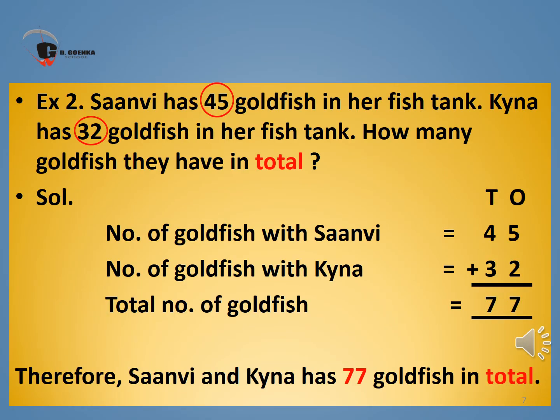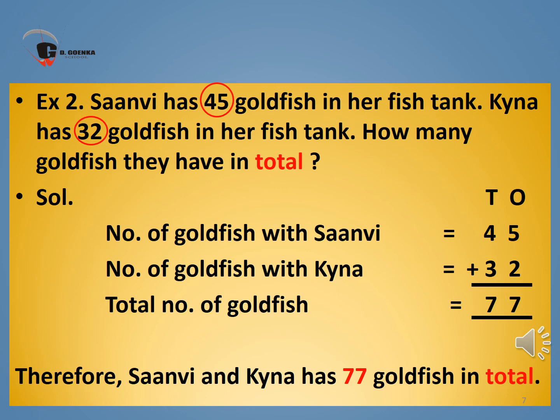So let's move on to our second example. Here Sanvi has 45 goldfish in her fish tank and Kaina has 32 goldfish in her fish tank. So how many goldfish do they have in total? So what is our keyword here, kids? Yes, it's total. Now let's circle our numbers, which are 45 and 32.